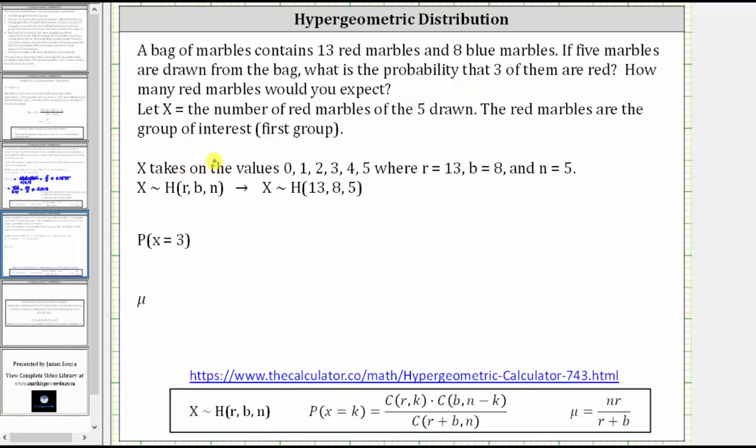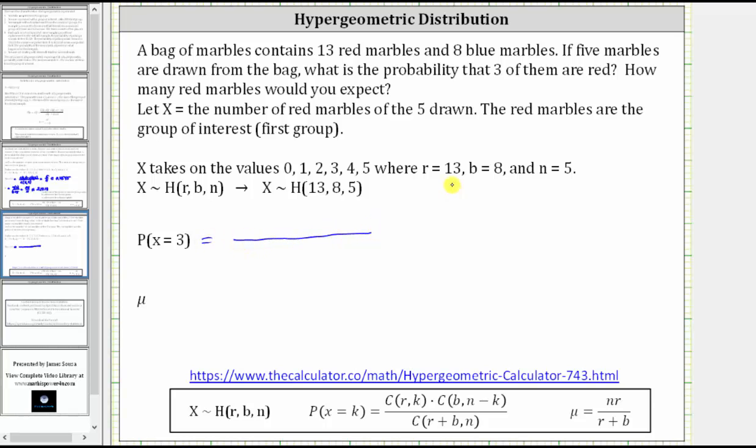The random variable x is equal to the number of red marbles of the 5 drawn. The red marbles are the group of interest, or the first group, which is why r is equal to 13. The random variable x takes on the values 0, 1, 2, 3, 4, 5 because we are choosing 5 marbles. B is the number of blue marbles, which is 8. N is the group size, which is 5. To find the probability that 3 of the marbles are red, we need to find the probability x is equal to 3.